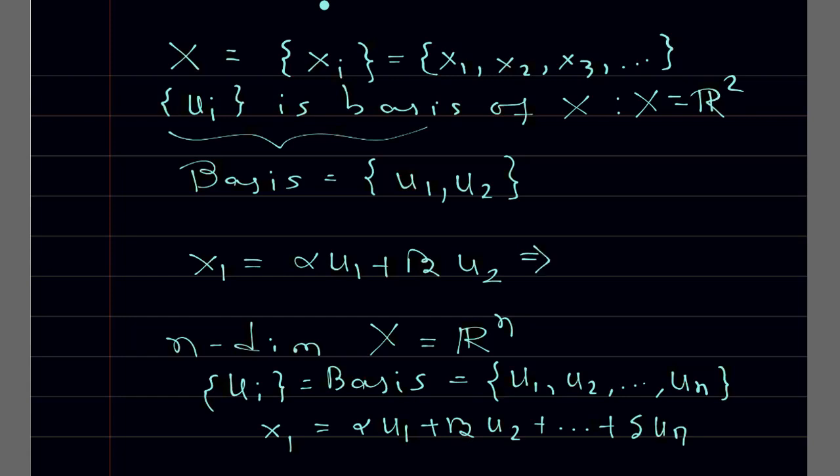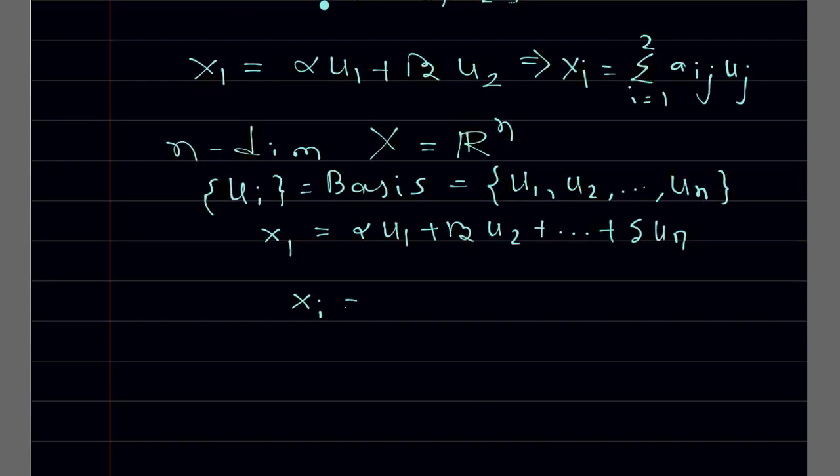There is a shortcut way of writing this. So I write x1 is equal to summation i from 1 to 2, so xi is a_ij u_j, and here xi is summation i equals 1 to n a_ij u_j. Okay, so this is a shortcut way of writing, and let's try to understand it.